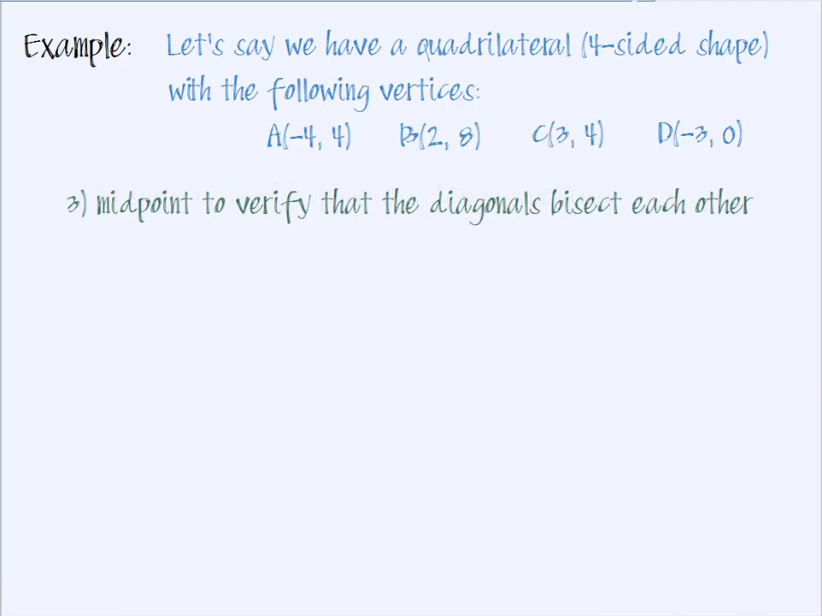And finally, let's move on to method number 3. Let's use the midpoint formula to verify that the diagonals bisect each other. Remember in our first picture, my diagonals shared the same midpoint. It has to be exactly the same point. I'm going to draw in my diagonals, and I can see that my diagonals go from D to B and from A to C. So I'm going to find the midpoint of AC and again the midpoint of BD.